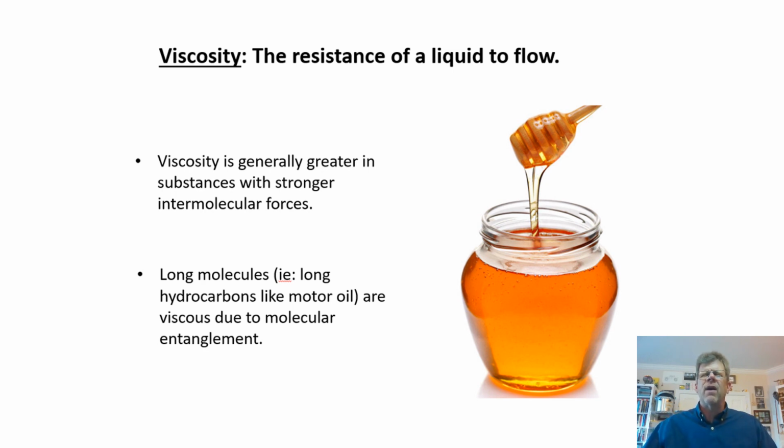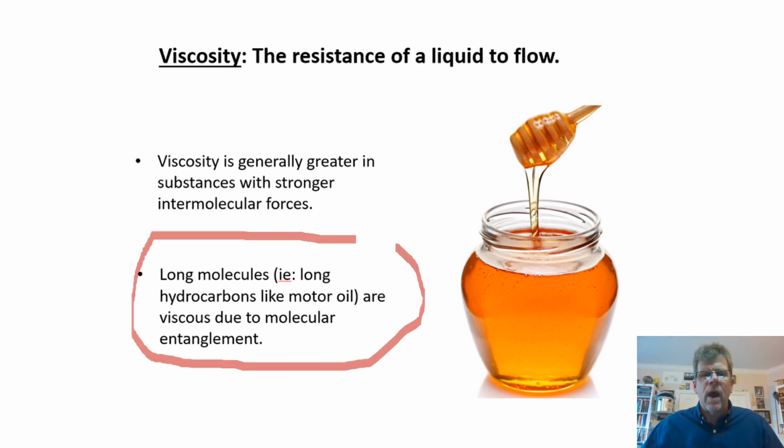Another way of looking at this might be with different particles. The particles of honey, for instance, are different than long hydrocarbon particles like those in motor oil. And generally, the particles in motor oil, these long hydrocarbon types of structure, don't have as much intermolecular forces. However, they become entangled. They're so long, these molecules, they become entangled with one another, and that is what gives us this viscosity in something like motor oil.